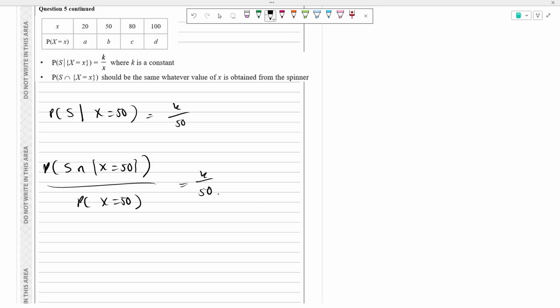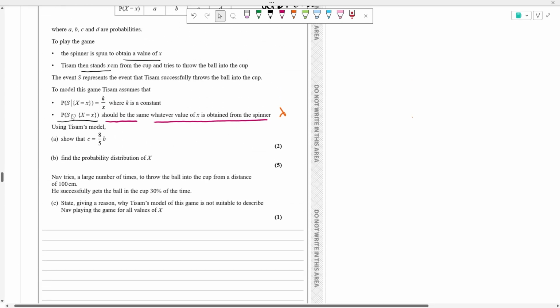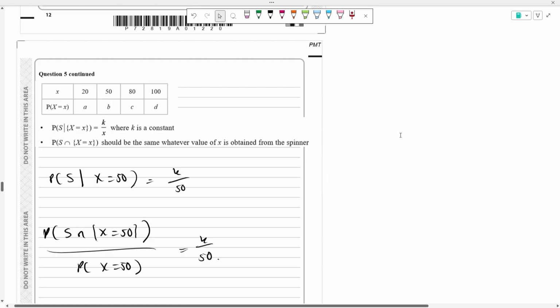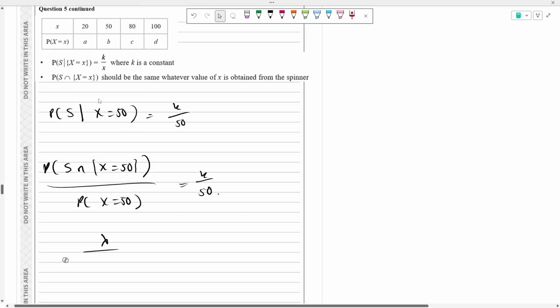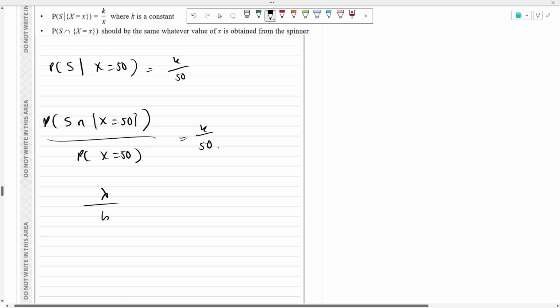Well, at the beginning, we know that this part here is always a constant. It should be the same whatever value of X is obtained from the spinner. So it's a constant, I'm just going to call it lambda. So on the numerator, we have lambda. On the denominator, we have the probability of X equals 50. Well, that's given as B. And this equals K over 50.